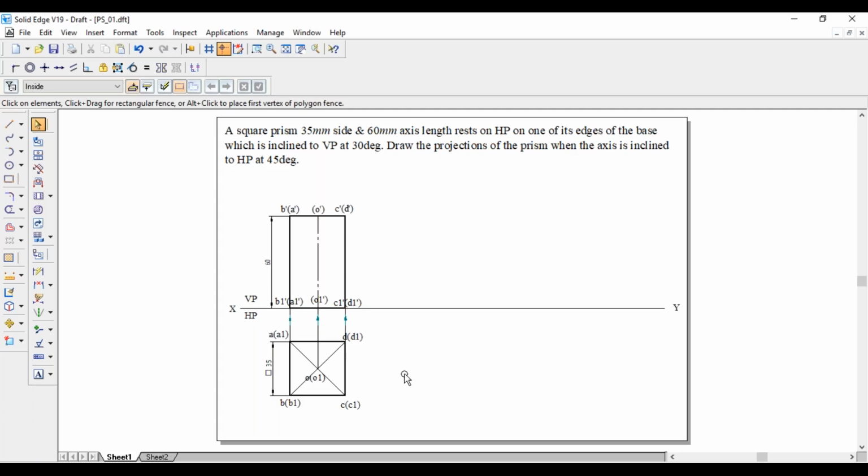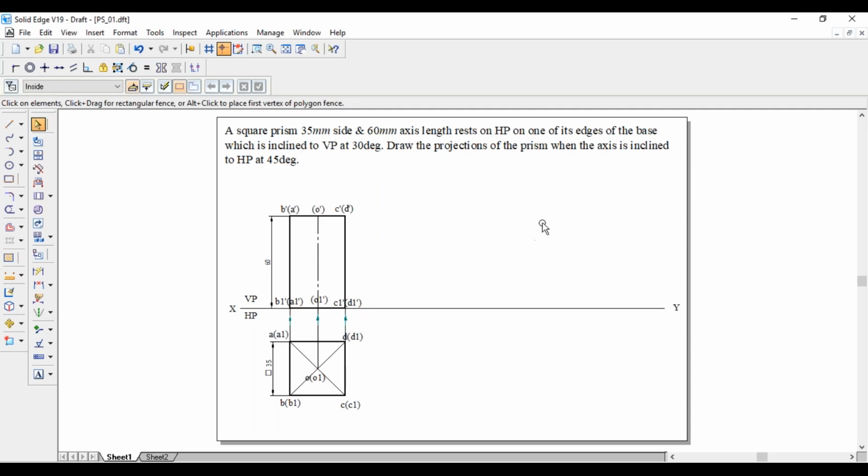So in solids, the resting side we are considering towards the right side. That is, here the resting edge is a base edge. So the base edge we are considering towards the right side, not towards the left side. Why? I will tell you. Now once this is over, the first position is over.